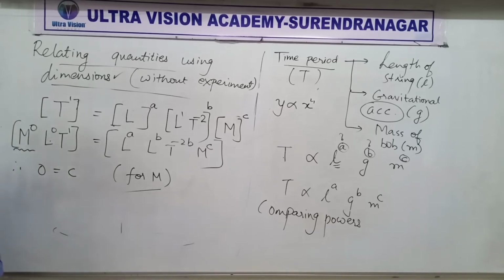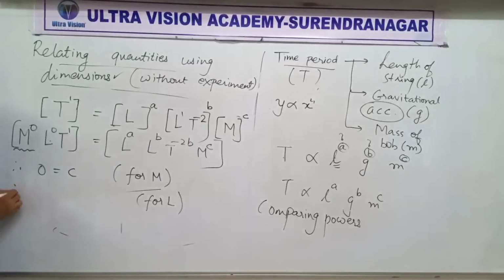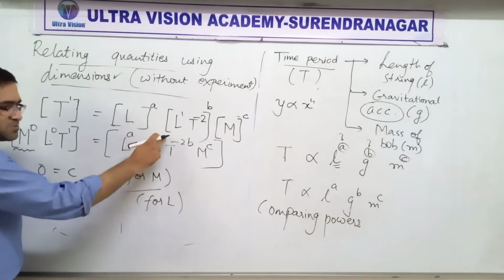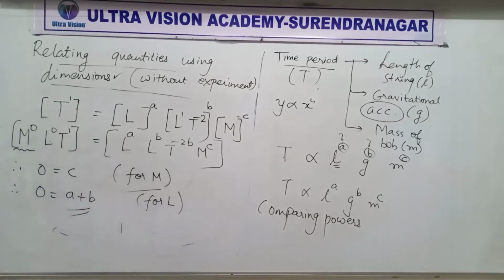Okay, let's go to the next one. Now turn for L. Left side power 0 is equal to right side power. On the right side, this is L raised to a, L raised to b. So when you multiply them, it becomes a plus b. Clear? A plus b is clear? So 0 is equal to a plus b.